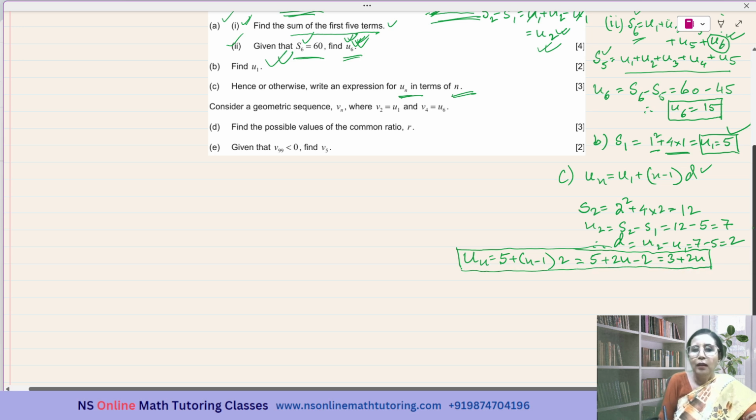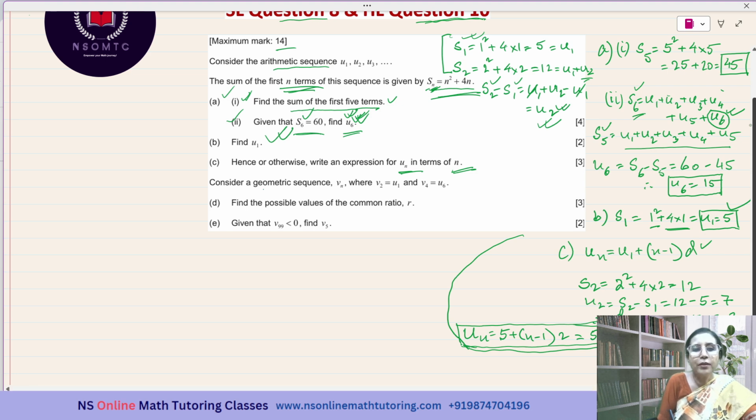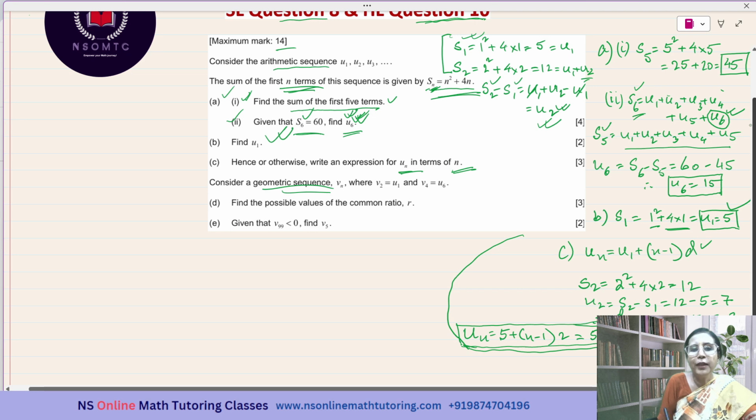Fine. And now I have to leave this portion and start answering subpart D. The question is, consider a geometric sequence Vn where V2 equal to U1 and V4 equal to U6. Subpart D's question is, find the possible values of the common ratio R.